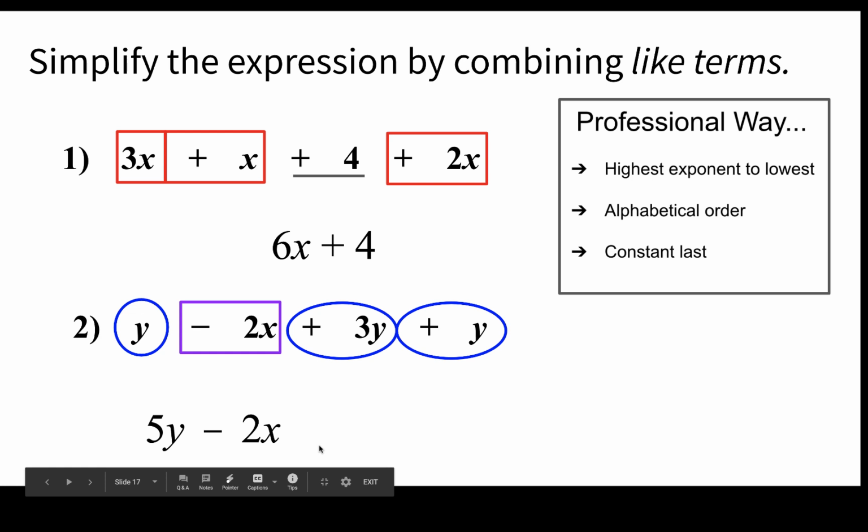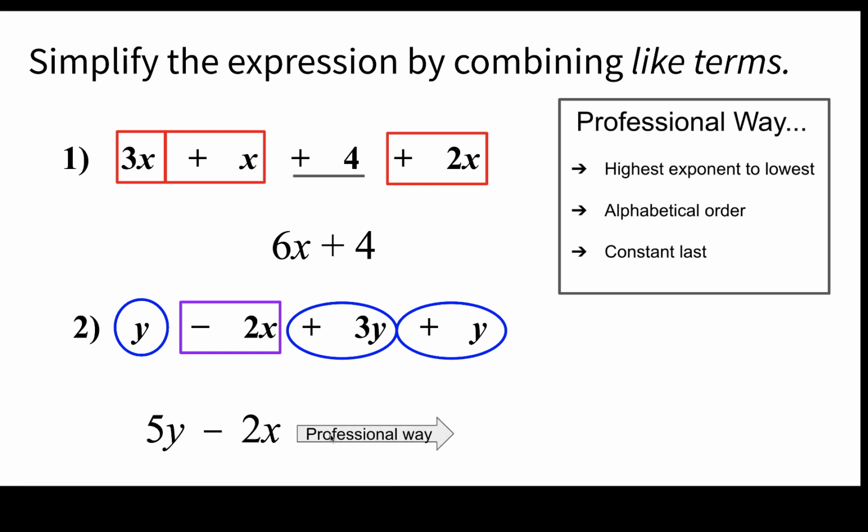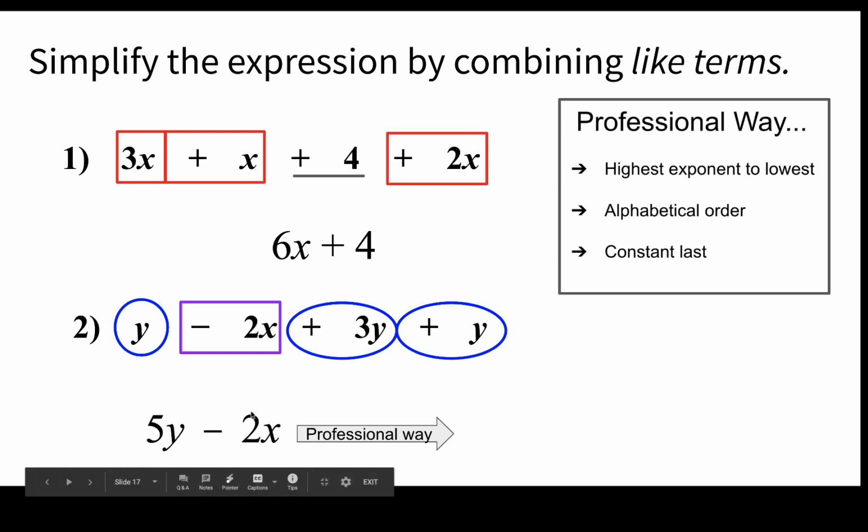Now remember, there's a professional way to write our simplified expression when we're combining like terms. Highest exponent to lowest. Our exponents here are both 1, the invisible 1, y to the first power, x to the first power. Alphabetical order. Here I have a y coming first. Alphabetically, x should come first. I need to do a little flipping. I don't have any constants in this problem, so my final answer should be, this is a minus 2x, so it's going to be minus 2x plus 5y.